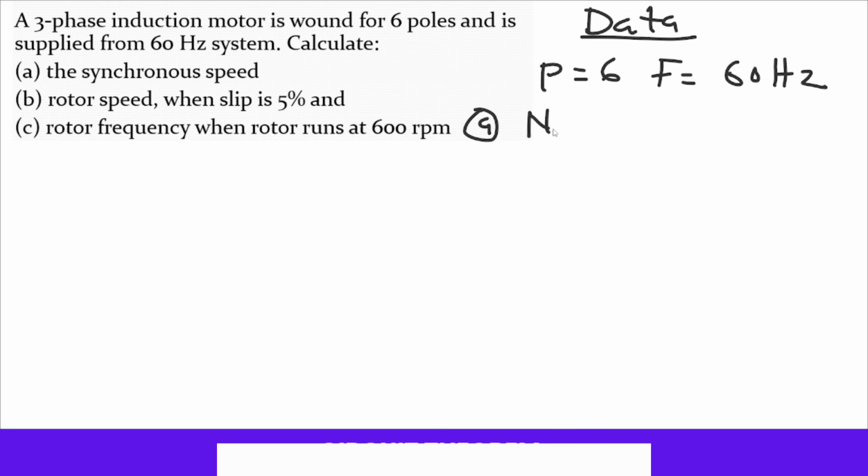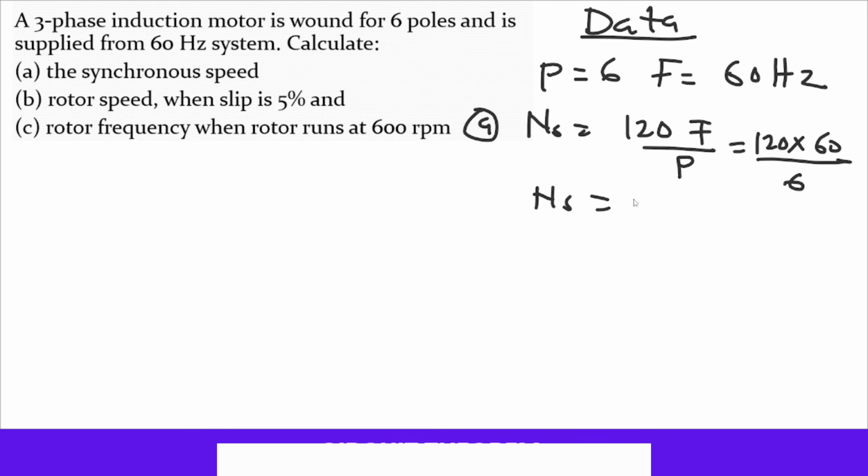So Ns. And Ns is given by 120f over P. It is the same as the synchronous speed, right? So we are going to get 120 times the frequency, which is 60, and then here the P is 6. So our synchronous speed will be equal to 1200 RPM.